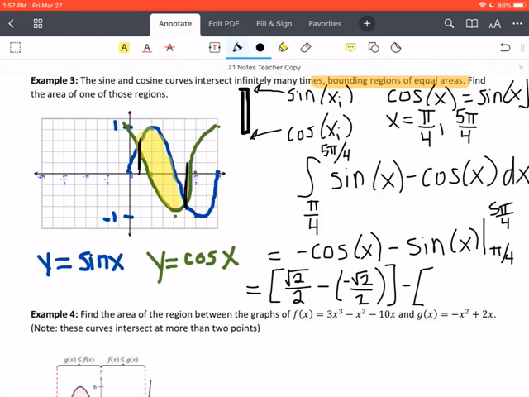It's root 2 over 2, but we have a negative out front. So negative root 2 over 2 minus, what's the sine of pi over 4? It's root 2 over 2. We are almost there. So now we have to work our algebra.